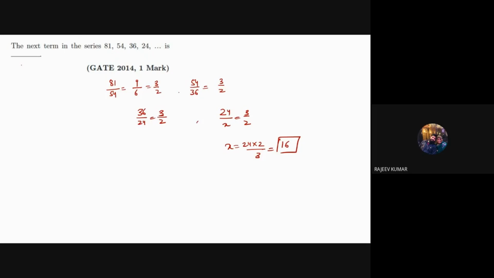ठीक है. रेशियो अगर मैं निकालता हूँ, so can I get some ratio? 9, 6, 9, 6, so 3 by 2. 54 by 36, 3 by 2. 36 by 24, 3 by 2. 24 by x is going to be 3 by 2. If you solve this one, you will get 24 into 2 by 3, that is your 16. Next answer is going to be 16. So difference है ना, इससे अच्छा यहाँ पर रेशियो से आंसर आ जाएगा.